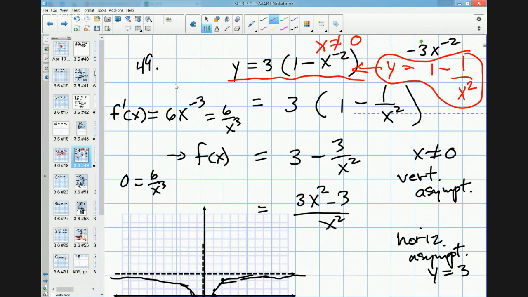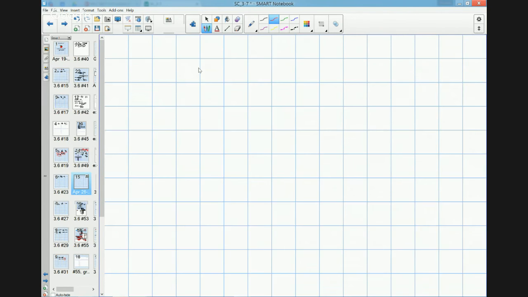By the way, do we have any horizontal asymptotes? I wish I had more space. So what I'm going to do is rewrite this one. I need to create a new page. I don't have any space here. Okay, so give me just a second. So what was the function again? 49.